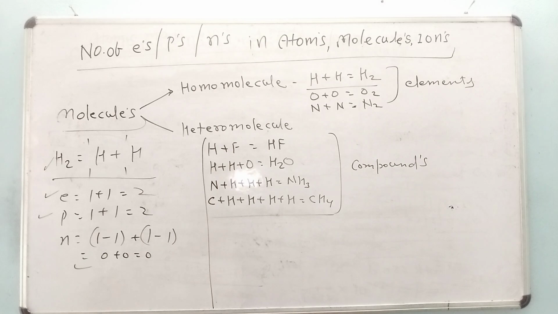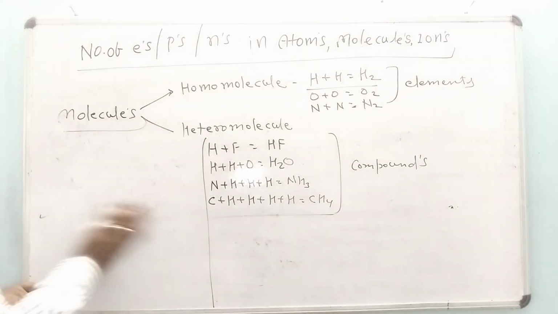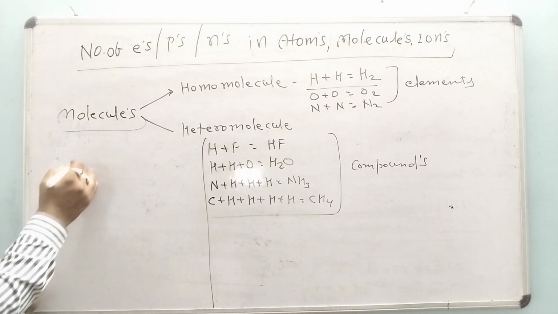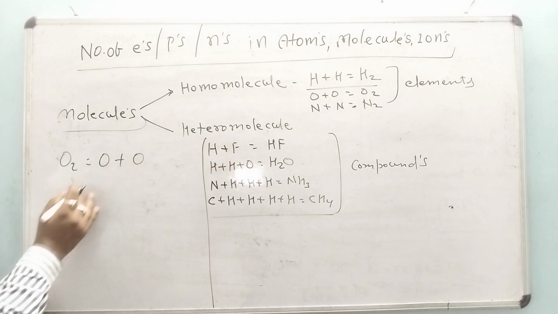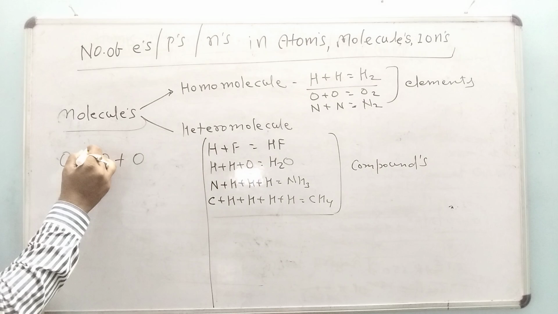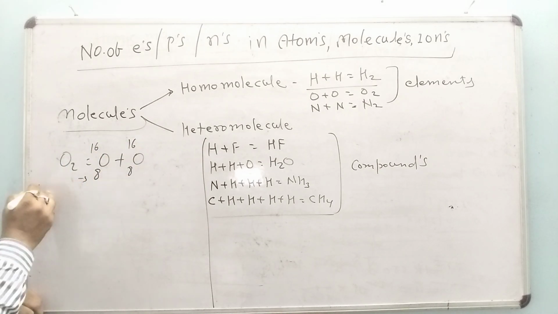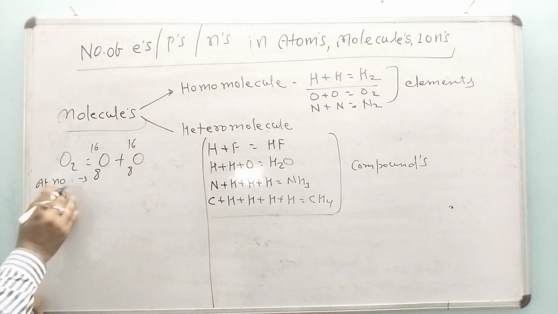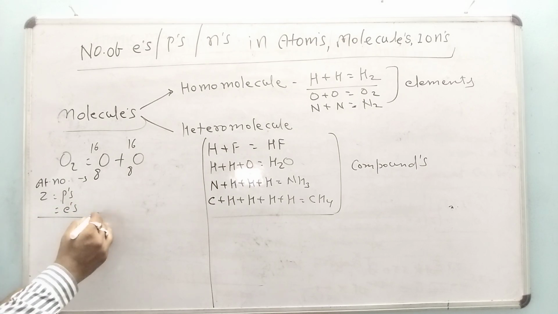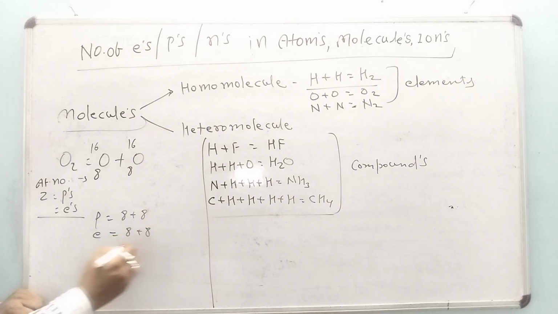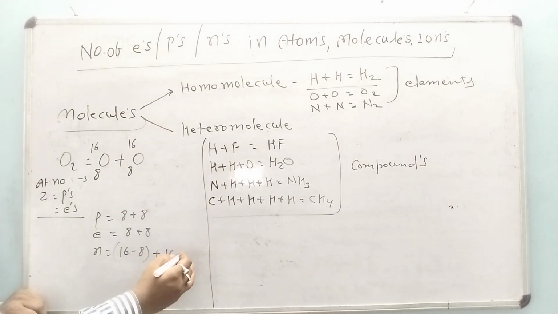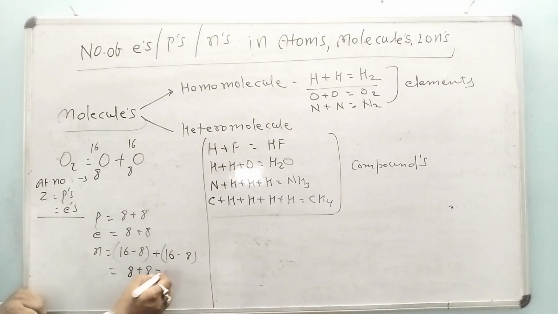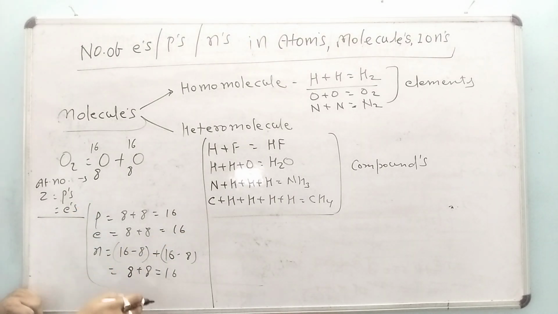Now we can see another example. In case of O2, the O2 molecule is formed by the combination of 2 oxygen atoms. Oxygen, atomic number 8, atomic mass number 16. Here this is the atomic number, meaning Z, meaning total number of protons, meaning total number of electrons. Here protons is equal to 8 plus 8, electrons is equal to 8 plus 8, and neutrons is equal to 16 minus 8 for this oxygen, plus 16 minus 8 for this oxygen. Now 8 plus 8 is equal to 16. So finally the total number of protons 16, electrons 16 and neutrons 16 are present in the O2 molecule.